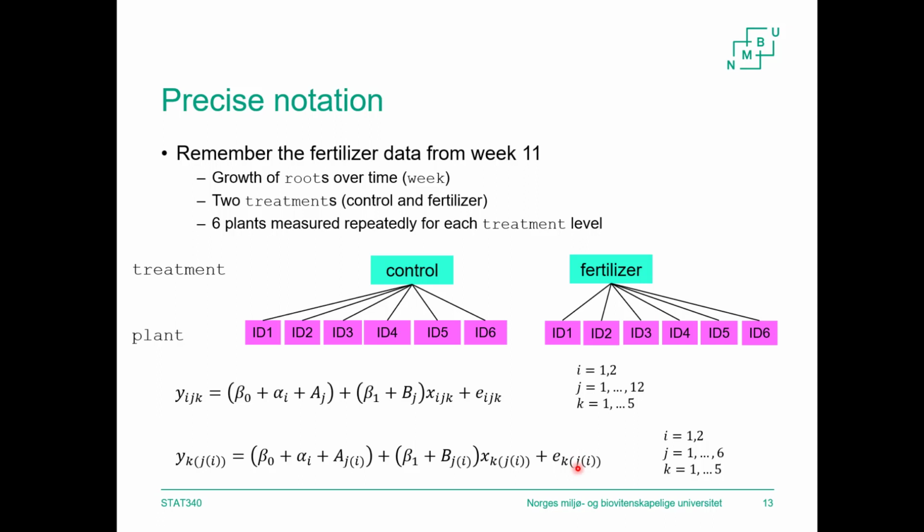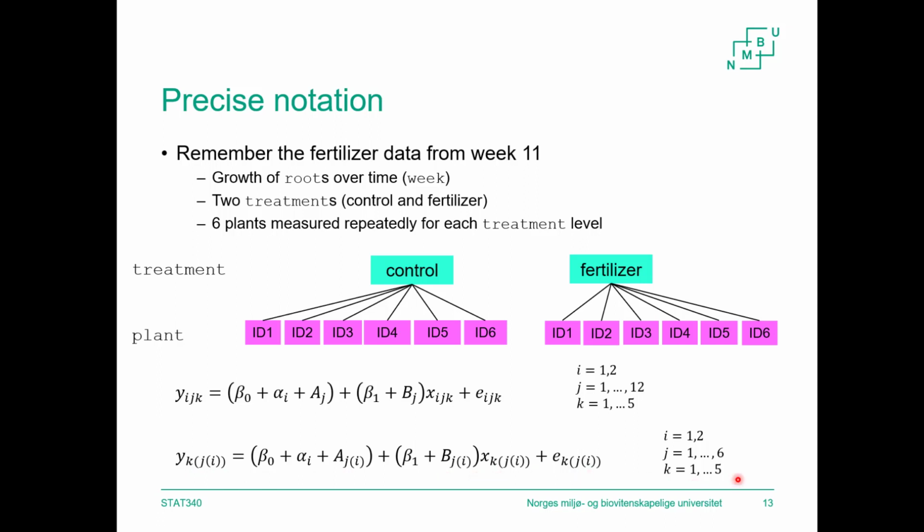J counts the plants, right? Which in turn is nested in treatment here. So we have sort of a double nesting, right? Here. And this is, I would say, the 100% correct notation for this model.